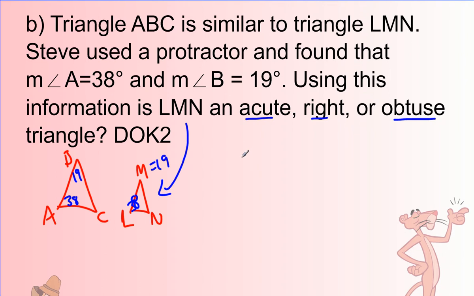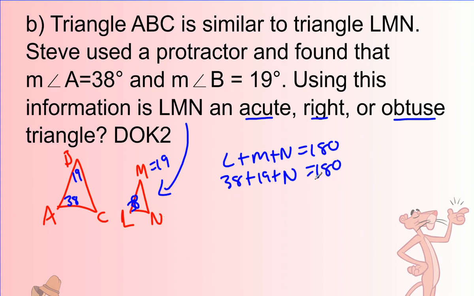Let's see. I know that all of the angles of a triangle add up to 180 degrees. So L plus M plus N should equal 180. So 38 plus 19 plus this angle N, this missing thing I don't know, would equal 180. And with some simple solving equations, I'm going to add those together.